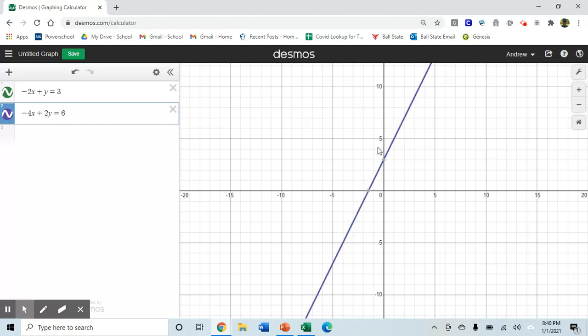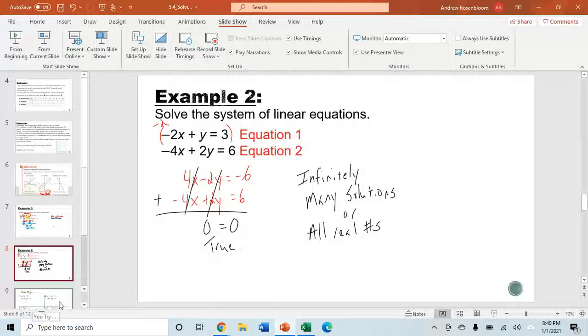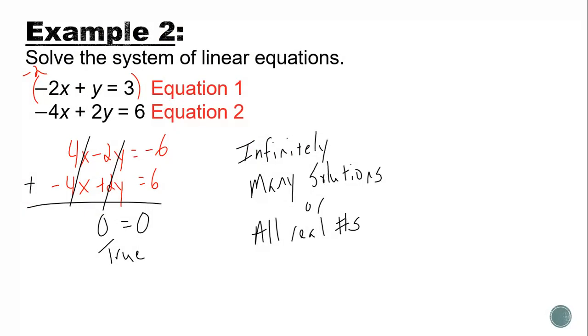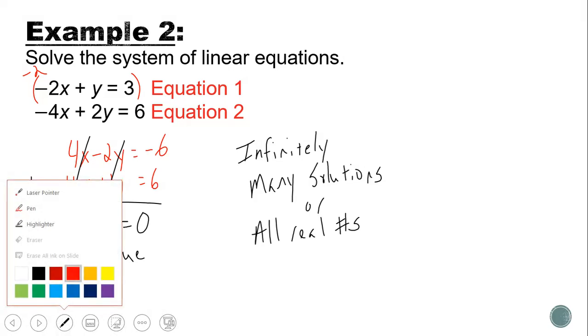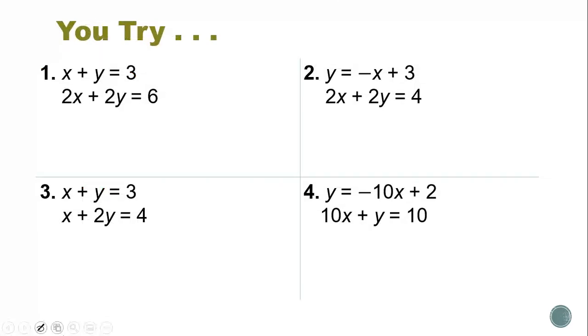Notice that the blue line went exactly right on top of the green line, meaning they are exactly the same line. They're intersecting at every single ordered pair, and there's infinitely many solutions to this particular graph. And we prefer that you use infinitely many solutions when describing your solution set. We'll try these in class.